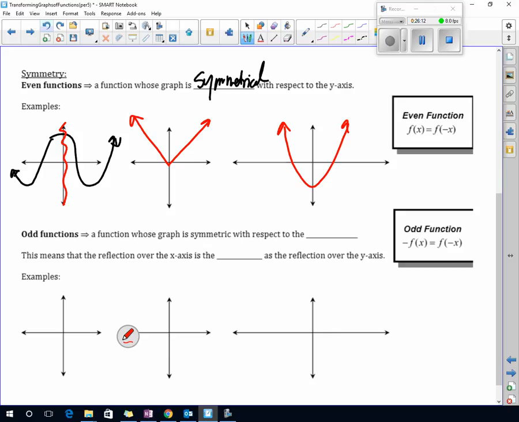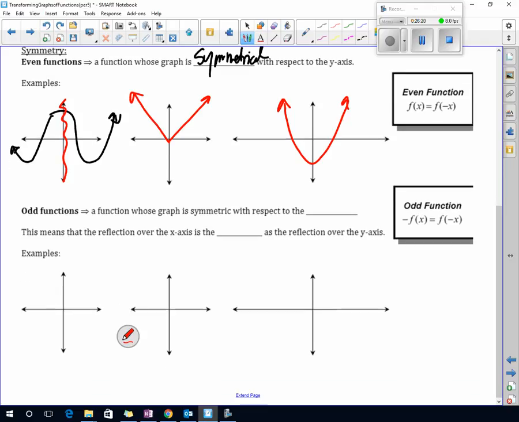Okay, odd functions. Say if I reflected over the x-axis, it would be the same as a reflection over the y-axis. Or you could also state it this way. The original function, if I actually reflect it twice, it would be the same. So I'll give you an example of what it is. Actually, I'll do it over here. Something like this.